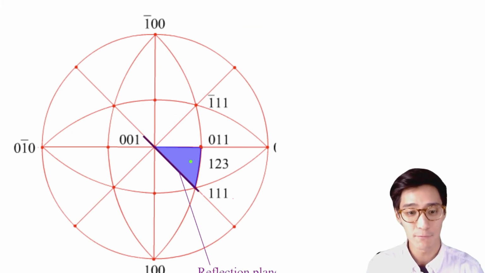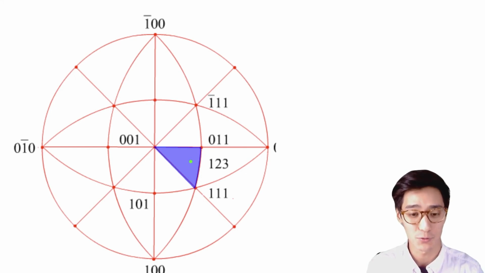We do the same for the slip direction again. And reflecting across here gives us the 1, 0, 1. Once we've determined the slip system, we can determine the direction of rotation of the crystal. The pole, again, will move towards the slip direction 1, 0, 1.